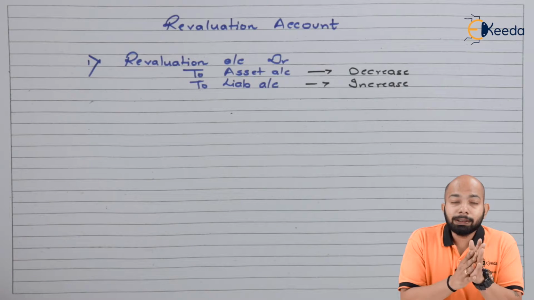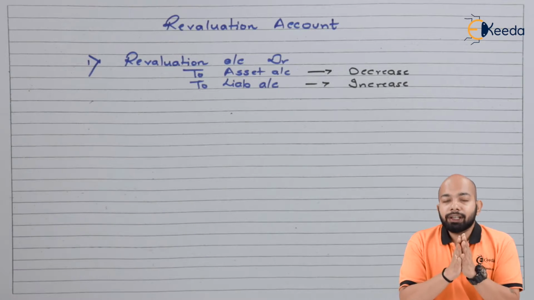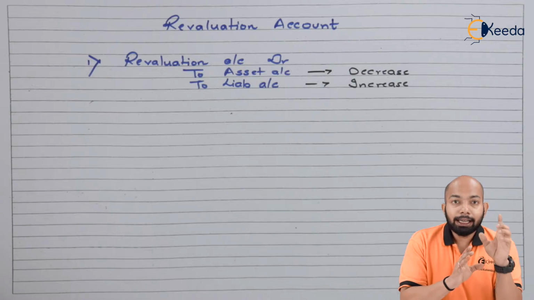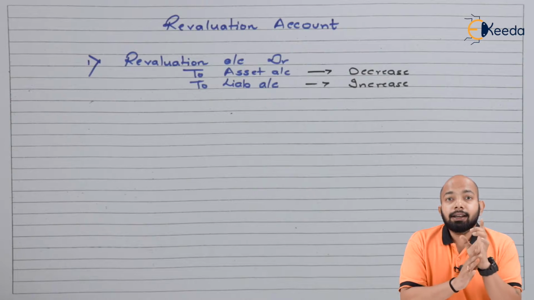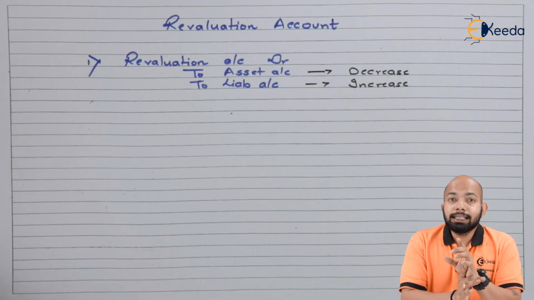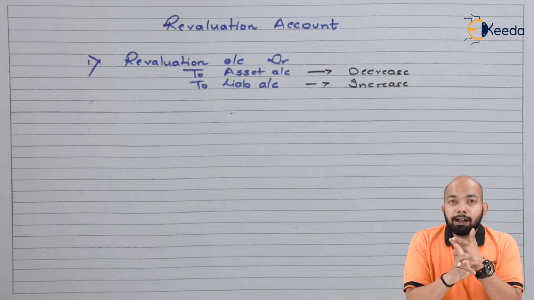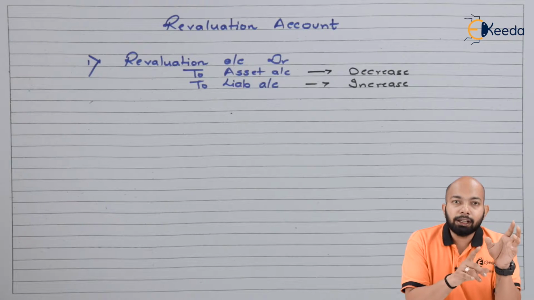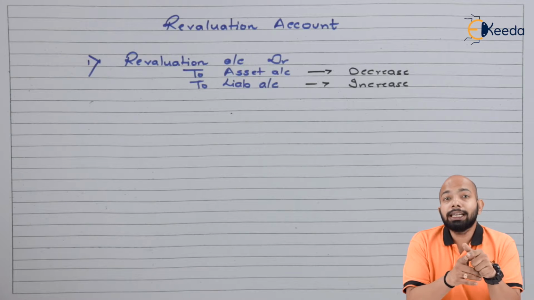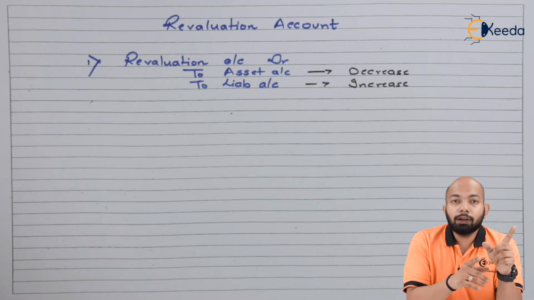Okay, so what needs to be done in this scenario is the first journal entry that we'll be passing here. Whenever revaluation account is prepared, revaluation account is debited if there is a reduction in the value of an asset or an increase in the value of a liability. So for either of these, if there is a reduction in the value of an asset, supposing a building was valued at 10 lakh rupees and after admission of the new partner it is now valued at 8 lakh rupees, the difference between them is moved to the revaluation account.